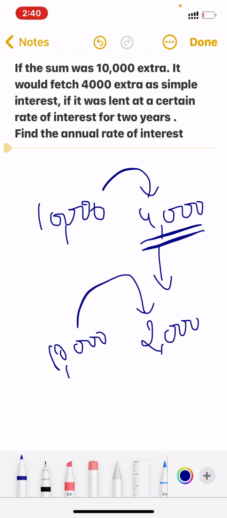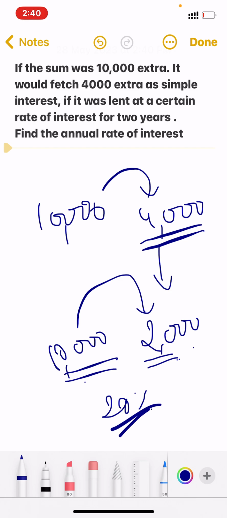So easily you can say that the interest will be how much? 20%. Easily you can say, because 2,000 is 20% of 10,000. So 20% is the answer to this question. Easily, by the proportional ratio method, you can do it. No need to make equations and solve.